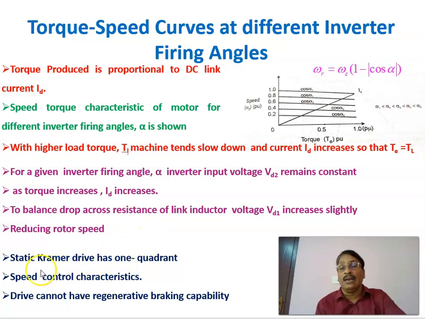Static Kramer drive has one quadrant operation. Only the power flow can be from the rotor side into the grid. The reverse power is not permitted. But in the next, I'm going to explain the Scherbius drive system, in which power flow in both directions is possible. Even braking is also possible. But regenerative braking is not possible in the case of a Kramer drive system. And the speed control characteristic looks almost like a separately excited DC motor.